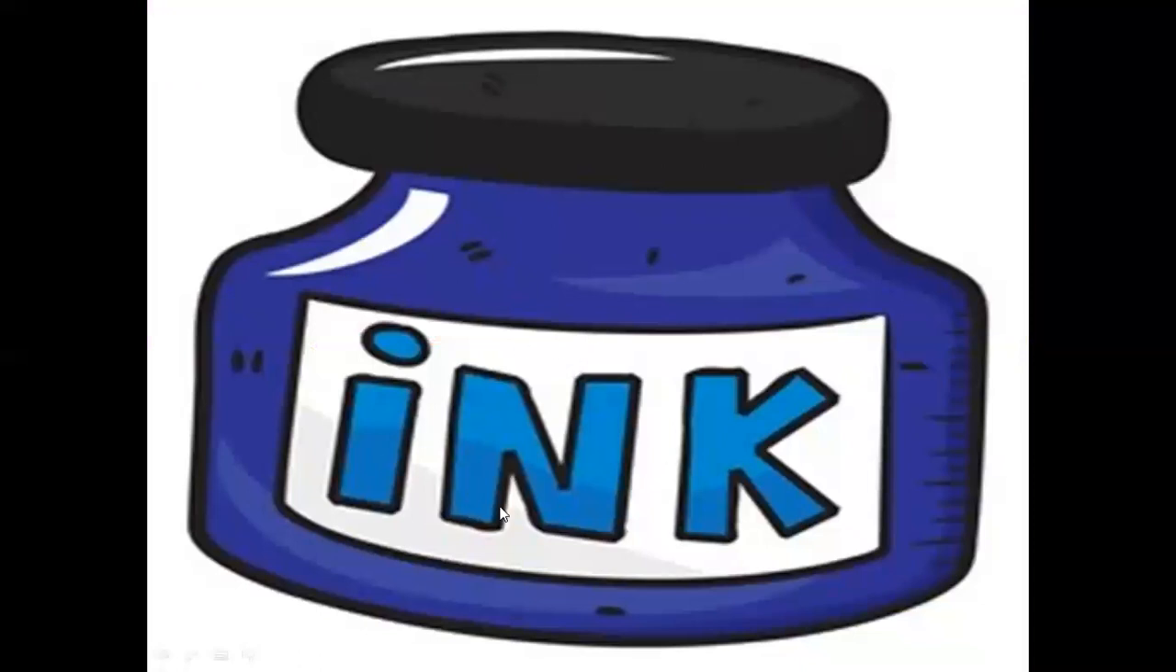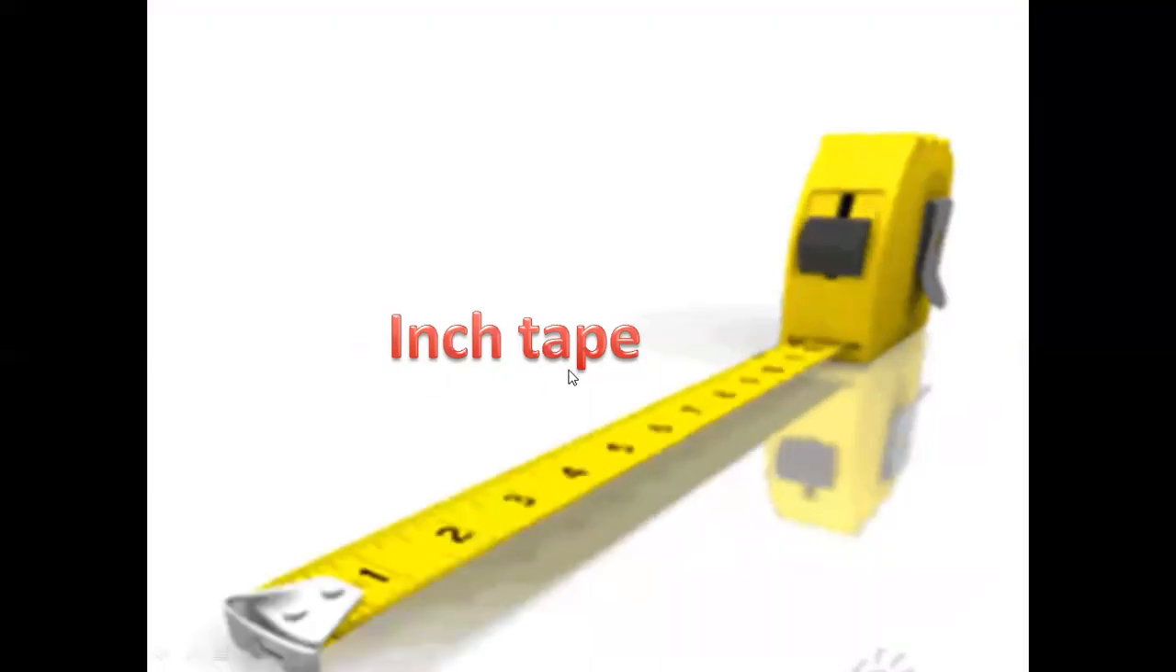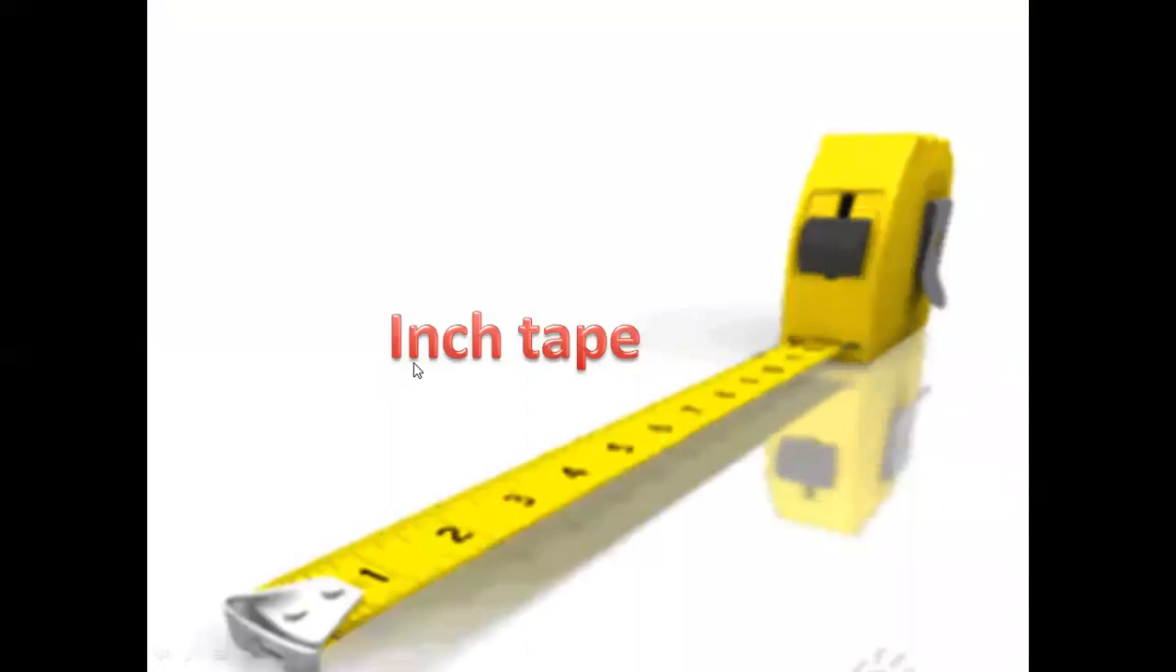What is this one? Do you remember? Ink pot. I, the sound of I is E. So I is for E. Ink pot. Now what is this? This is an inch tape. I-E, inch. Inch tape. So we use this to measure.